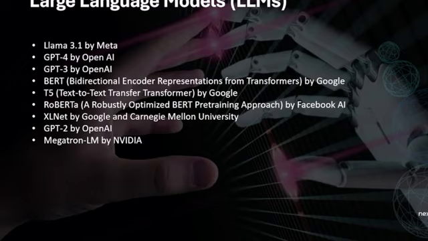RoBERTa, a Robustly Optimized BERT Pre-training Approach, by Facebook AI. This is also an application of Meta. XLNet by Google and Carnegie Mellon University. GPT-2 by OpenAI, Megatron-LM by NVIDIA. So these are the famous large language models. When you search about the different types of large language models on the internet, you will get these. So these are the mainly used.